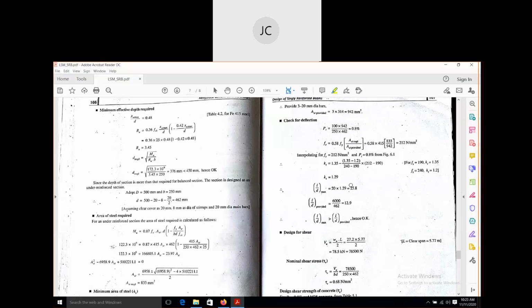So all of you do one thing. Open the PDF and take your IS 456 with you, because without the IS code you cannot solve this part. Without using the IS code you cannot solve this part.